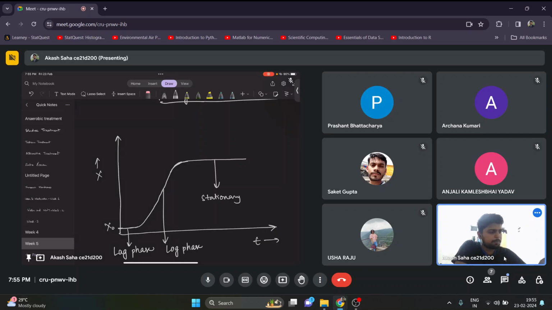And then after a point of time, all the food will be lost and the microorganisms will depend on themselves, on their own protoplasm. So they will go for cell lysis and then there will be an endogenous phase. So this is my endogenous. And this is my declining. This little small phase will be my declining growth phase.